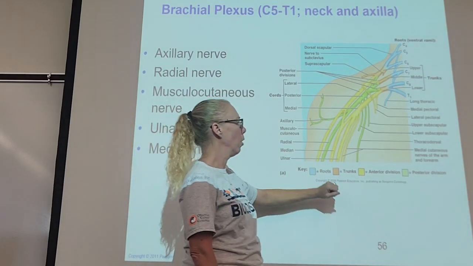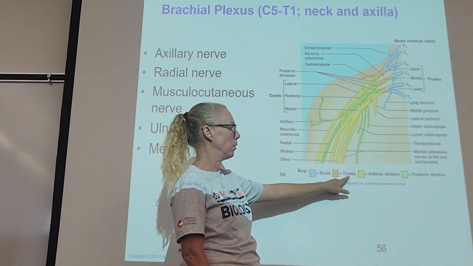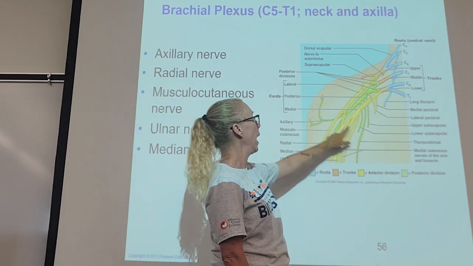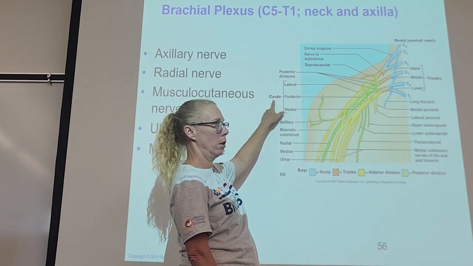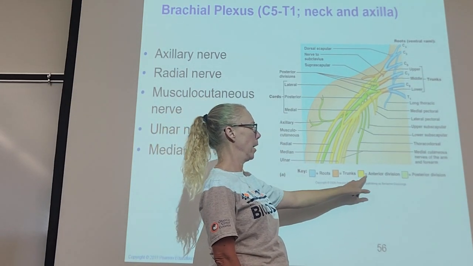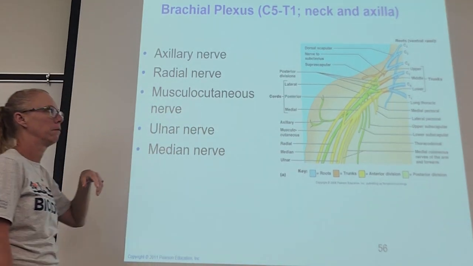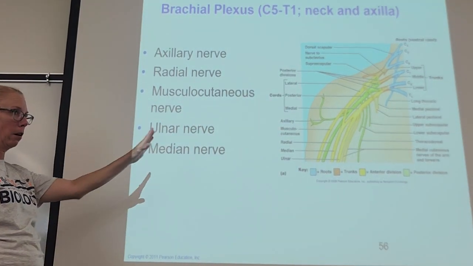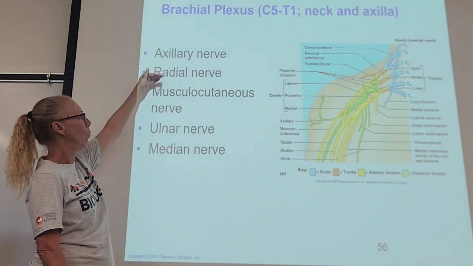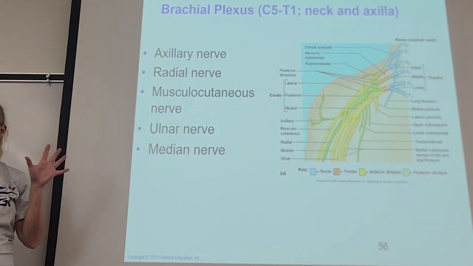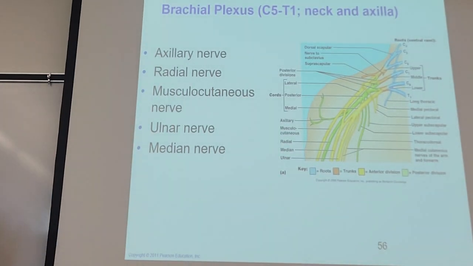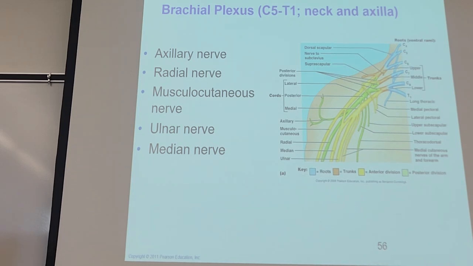We had to know roots, trunks, divisions, and chords. I always remember "really tired, drink, coffee." That was my mnemonic. So you'll get there. But for now, we just know that there are 5 nerves associated with the brachial plexus.